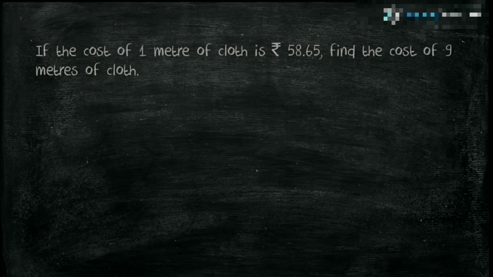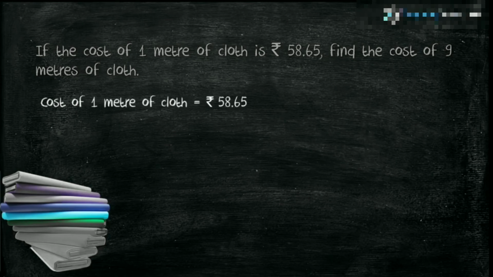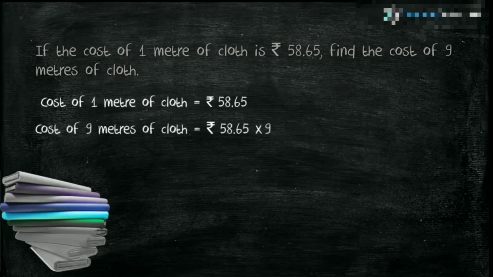Now let's do a word problem based on multiplication of money. Question is, if the cost of 1 meter of cloth is rupees 58.65, find the cost of 9 meters of cloth. Students, let's write the statements. Cost of 1 meter of cloth equals rupees 58.65. So, the cost of 9 meters of cloth would be rupees 58.65 multiplied by 9.